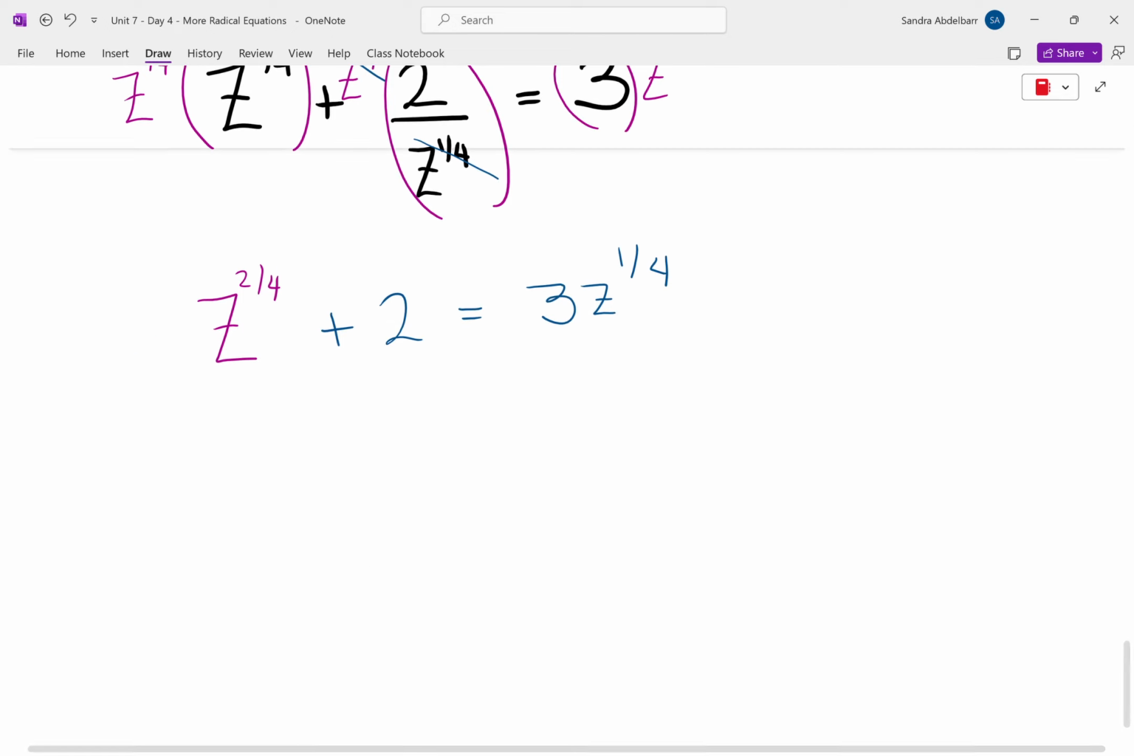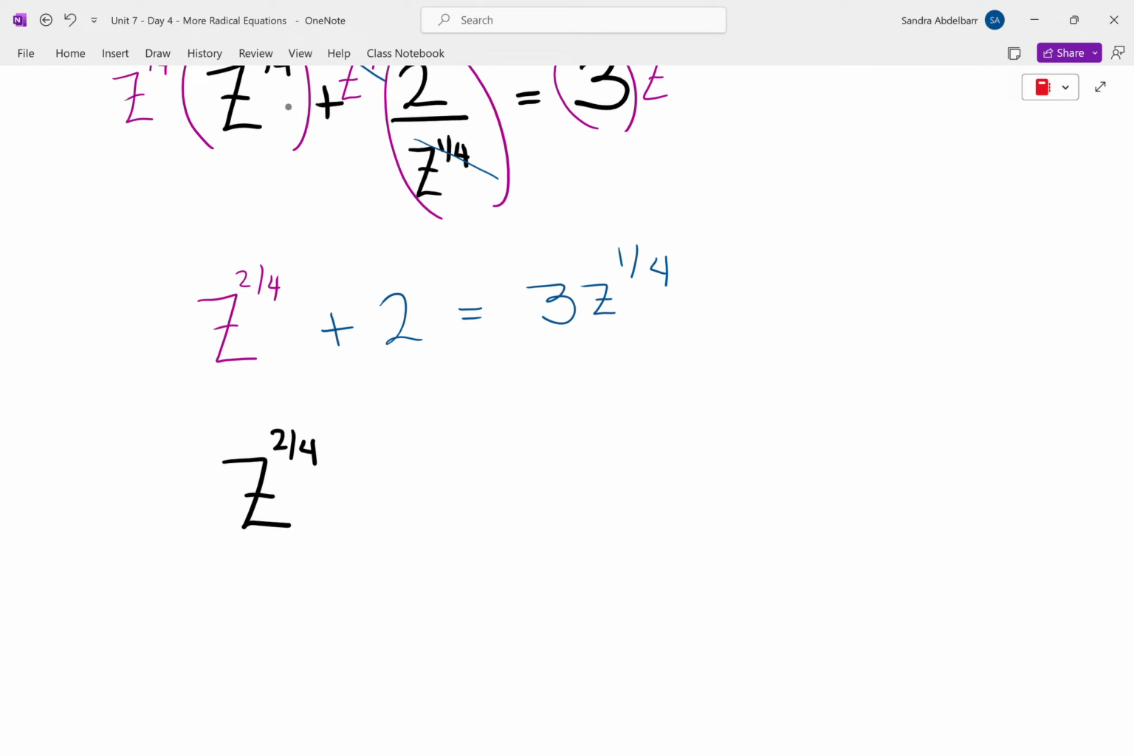All right. I hope you recognize something. I don't know if you do, but I hope you recognize something. This is z to the 2/4. I'm leaving it like that for now. Minus 3z to the 1/4 plus 2. Anybody recognize anything here? Danny? You can factor. Isn't this exponent double this one, or this one is half of this one, right? So because of that, we can factor.